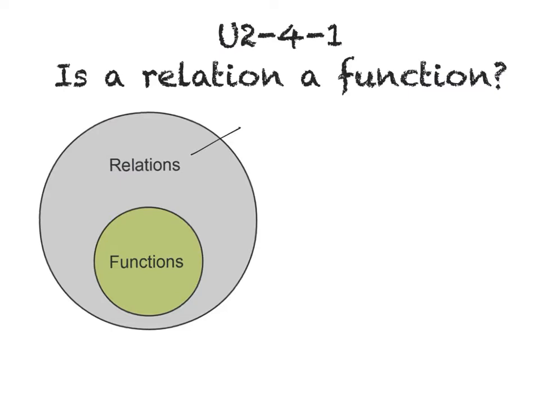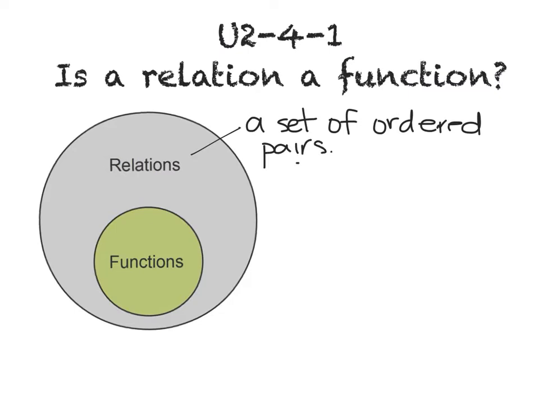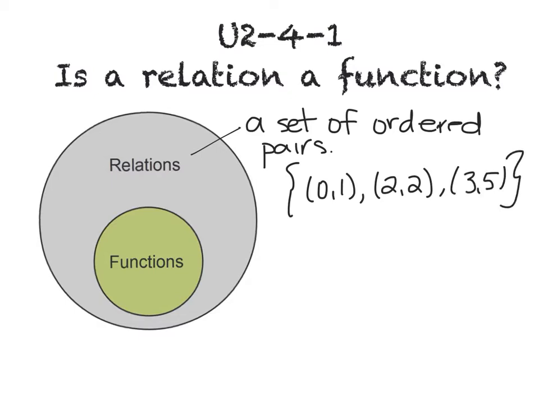The first one is a definition of a relation. A relation is just a set of ordered pairs. That's all it is. It's a set of ordered pairs that we can graph on a coordinate grid. So if I have the ordered pair (1, 0), the ordered pair (2, 2), and (3, 5), that is a relation. So what's a function?